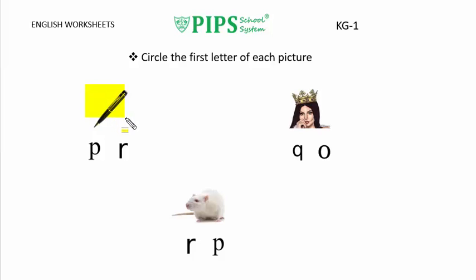This is a pen. The initial letter of pen is P. Sounds like P. P. Pen. Now we will circle the letter P.